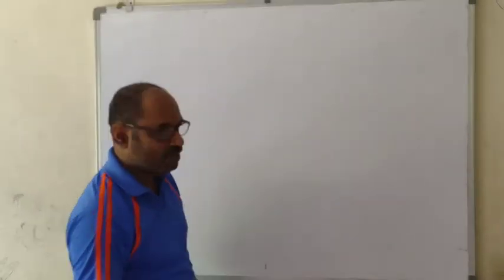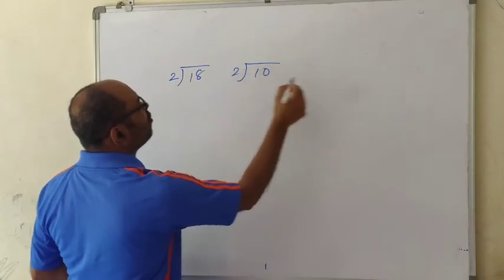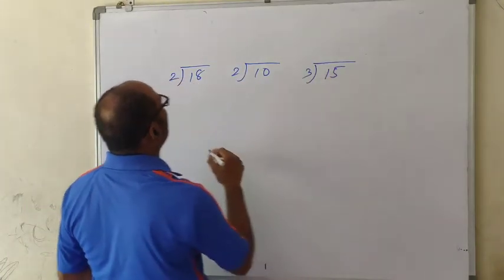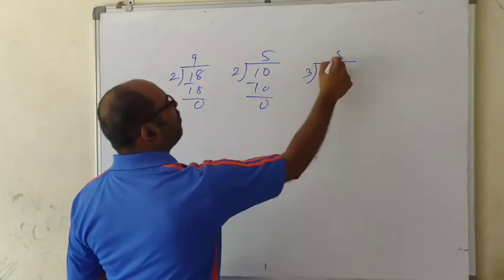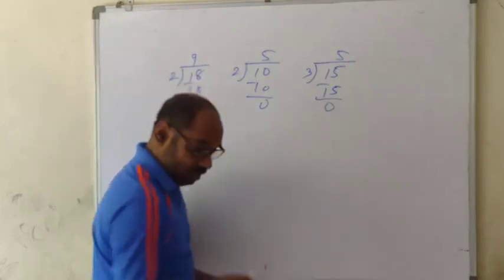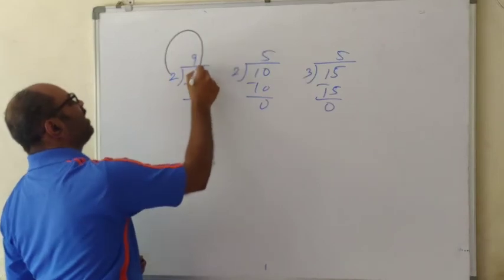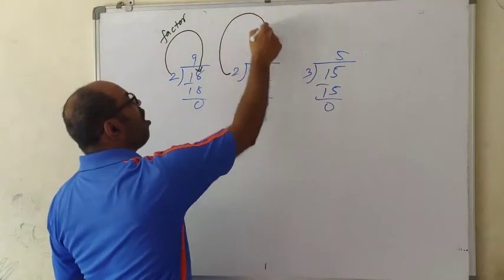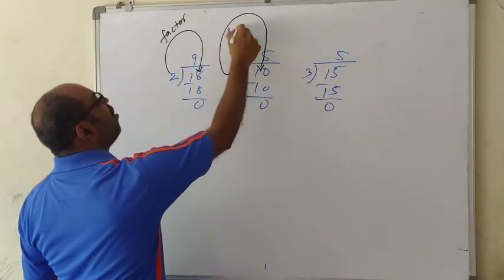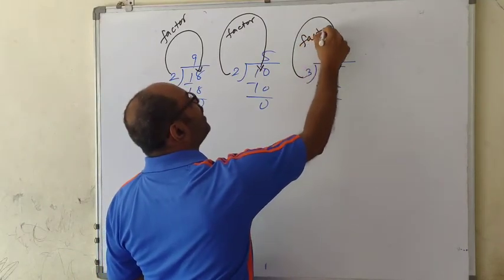Let's see another concept. When you divide 18 by 2, when you divide 10 by 2, or when you divide 15 by 3: 2 9s are 18 and 0, 2 5s are 10 and 0, 3 5s are 15 and 0. Children, in this case, we have learned this. 2 is called a factor of 18. 2 is called a factor of 10. 3 is called a factor of 15.